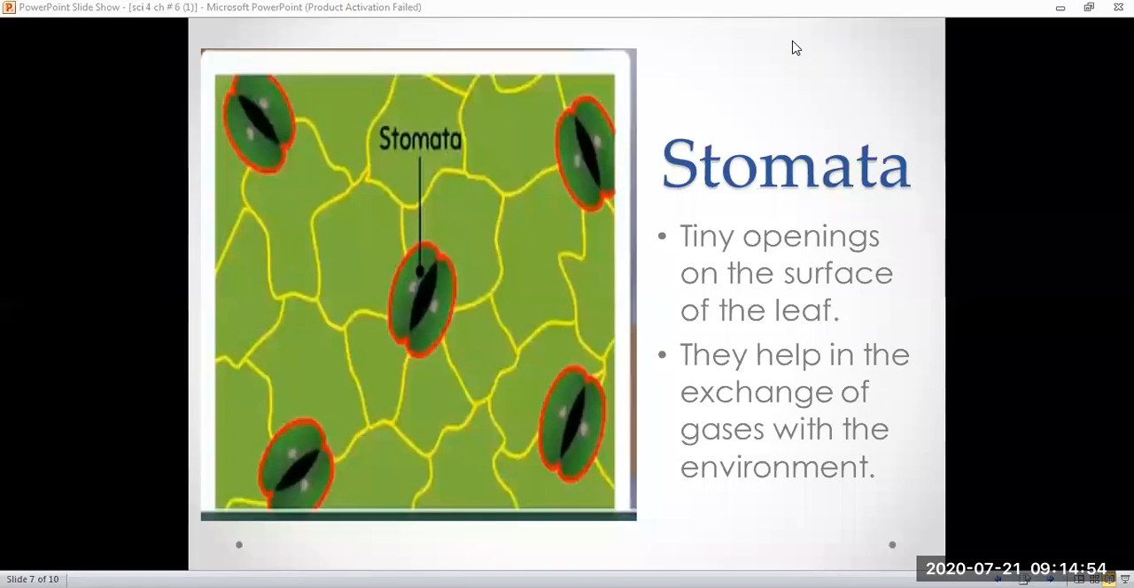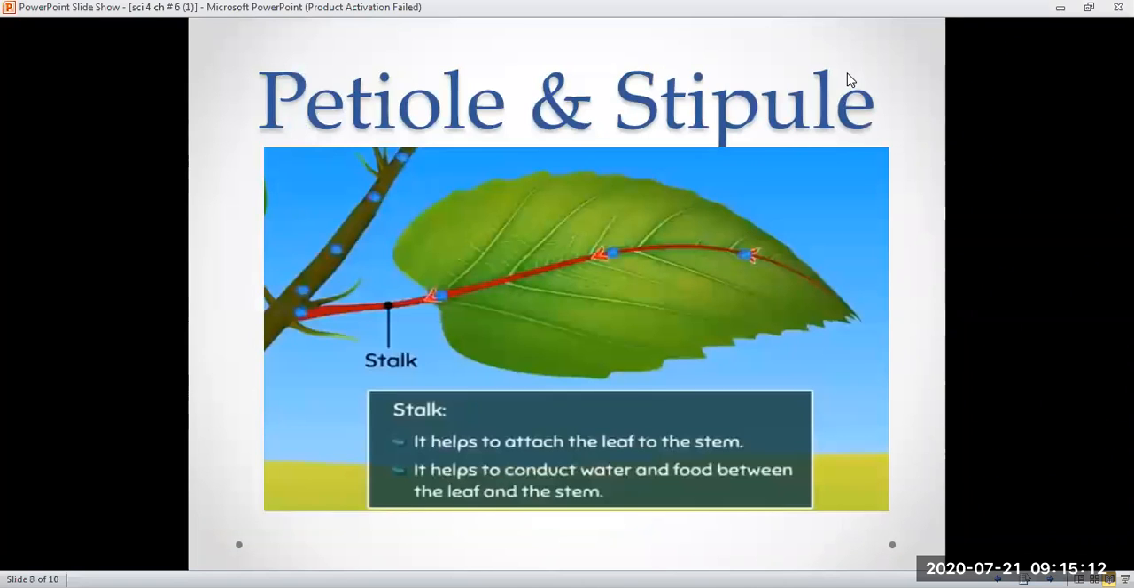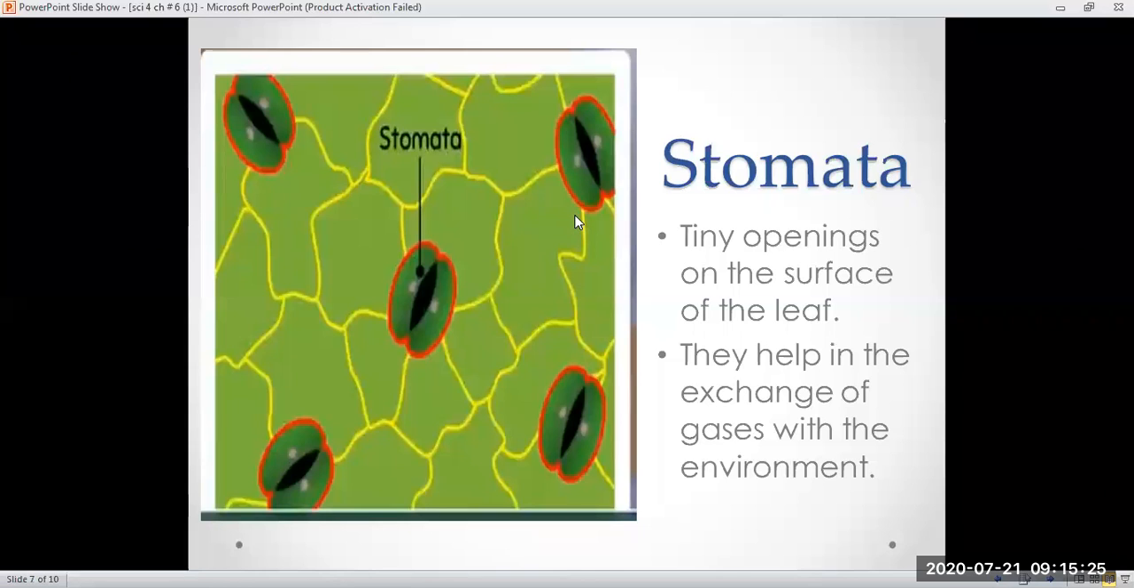So these tiny openings we have found on the surface of the leaf, and through them an exchange of gases takes place with the environment. As I told you, plants give us oxygen and they absorb carbon dioxide gas from the environment. The stomata is the tiny opening. Here is the stomata, a very tiny opening on the inner side of a leaf through which the exchange of gases takes place, and from which the plant releases extra water in the morning.